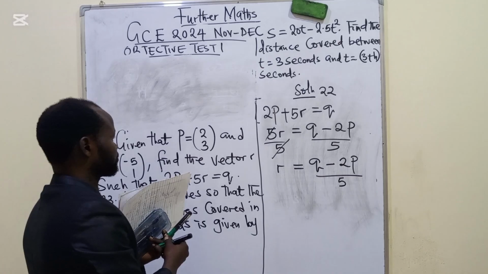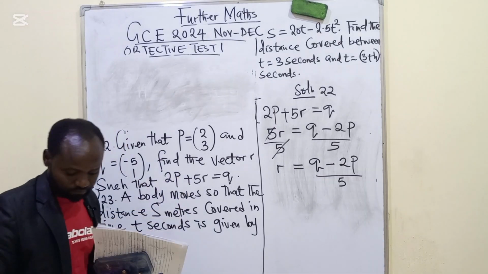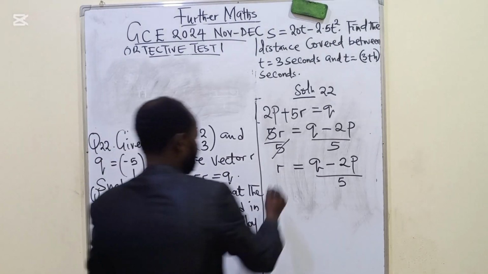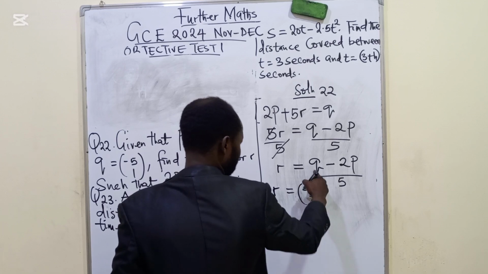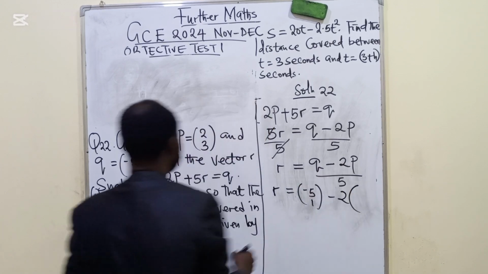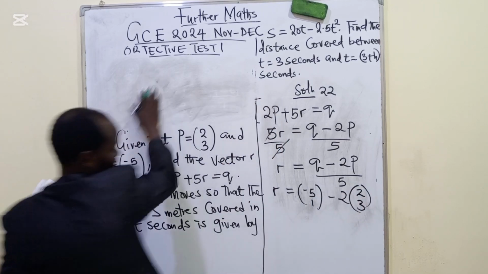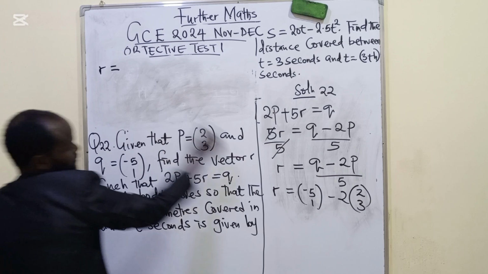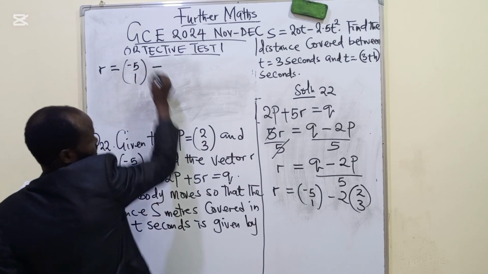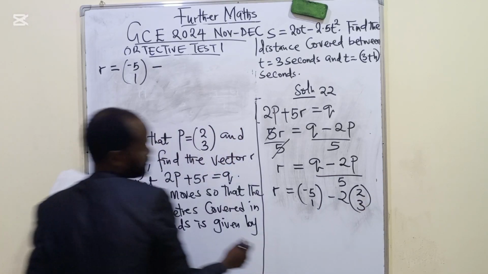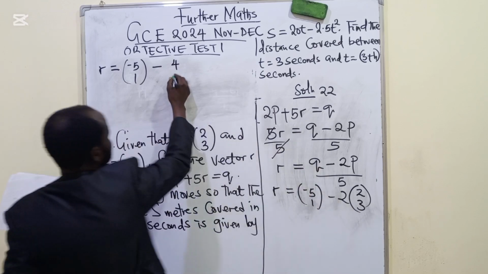The next thing is to substitute. We are told that vector Q is given as minus 5 column 1. Let's substitute. R now will be equal to minus 5 column 1, that's Q, now minus 2 into P, which is 2 column 3. Very important. Let's take it here. R now will be equal to minus 5 column 1, then minus, let's distribute the 2 over this. 2 times 2, that will be 4. Minus 2 times 3, that will be 6.